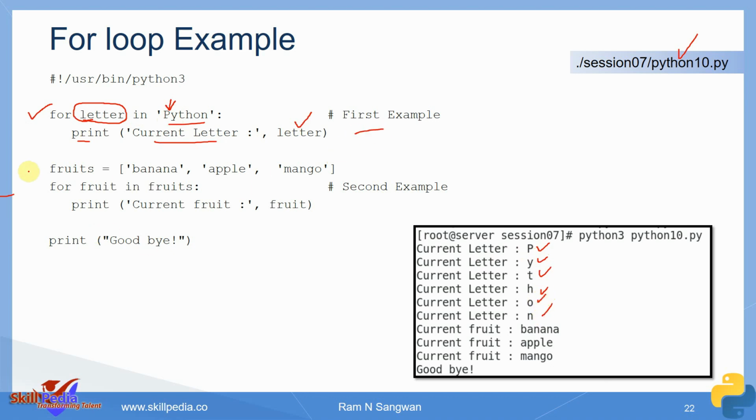First example. Fruits, banana, apple, mango. So for fruit in fruits, print the current fruit is fruit. So it will print banana, apple, mango, one by one, because it's going through all the elements. So this is a good example of how a sequence can be used to make a loop, with full knowledge of where the loop will start and where the loop will end.